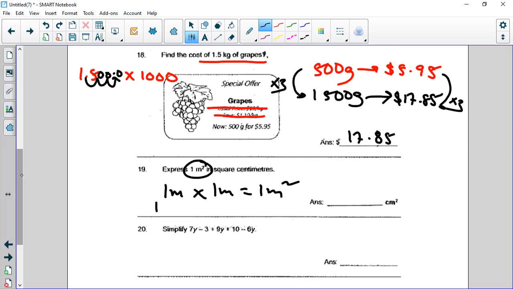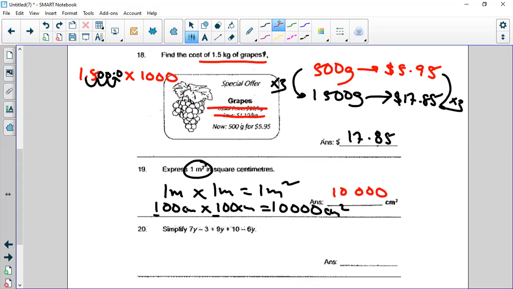So what is 1 meter? 100 cm times 100 cm. That will give you how many cm square? So you multiply 1 times 1. And how many zeros do you see? 1, 2, 3, 4. So how many centimeters square? That must be 10,000. So you have 10,000 centimeter square.